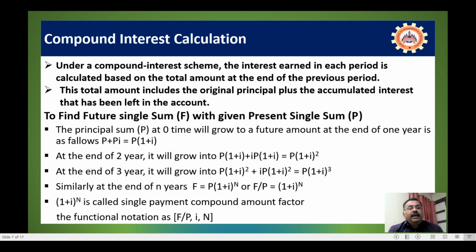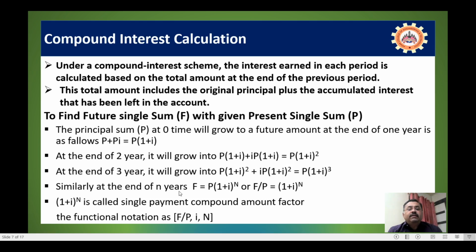At the end of the second year, what you will be earning is P into 1 plus I, plus I times P into 1 plus I, that is, again the principal amount into the interest rate plus 1 plus I. For the second year, you will get P into 1 plus I to the power of 2. Similarly, for the third year, you will get P into 1 plus I to the power of 3.